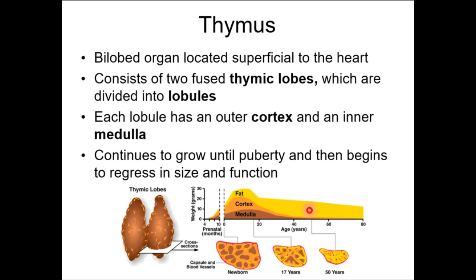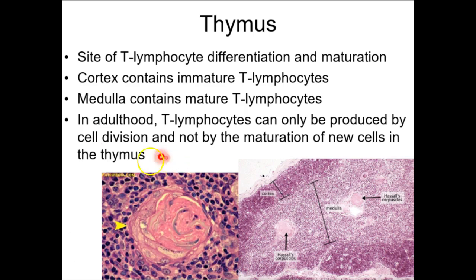Absolutely. Okay, again, here's another thymic corpuscle. If you didn't believe that they looked like roses before, they really do. Site of T lymphocyte differentiation and maturation, immature and mature T lymphocytes. And again, in adulthood, T lymphocytes can only be produced by cell division, not by maturation of new cells in the thymus. Are we ready to continue on?